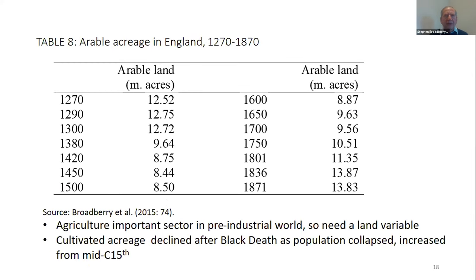We have also long-run data on the arable acreage in England that comes from the study I was involved in on British economic growth. We have to include land in the growth accounting exercise over this long period, because of course agriculture was the most important sector in the Middle Ages. Now, in fact, the land area declines after the Black Death. Remember, the Black Death hits in the mid 14th century, wipes out a third of the population overnight, and the population keeps falling through to the mid 15th century. So the cultivated land area also declines and then grows from the mid 15th century.